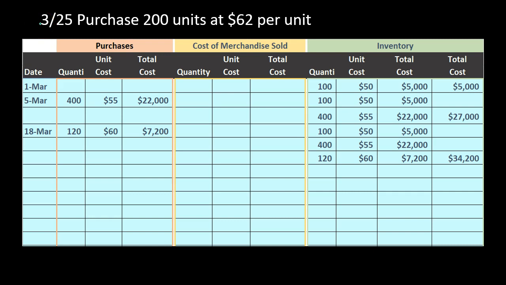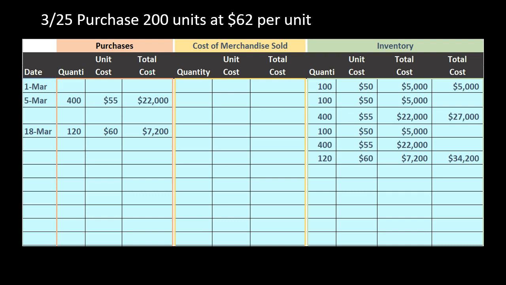Next transaction, March 25th. Purchased 200 units at $62 per unit. So note we're only recording the purchases here in this worksheet. And then we might have more sales happening, but I'm not going to record all the sales because that's not what's going to be recorded in this worksheet. We're going to figure out the cost of goods sold related to the sales at the end of the time period with a physical count.